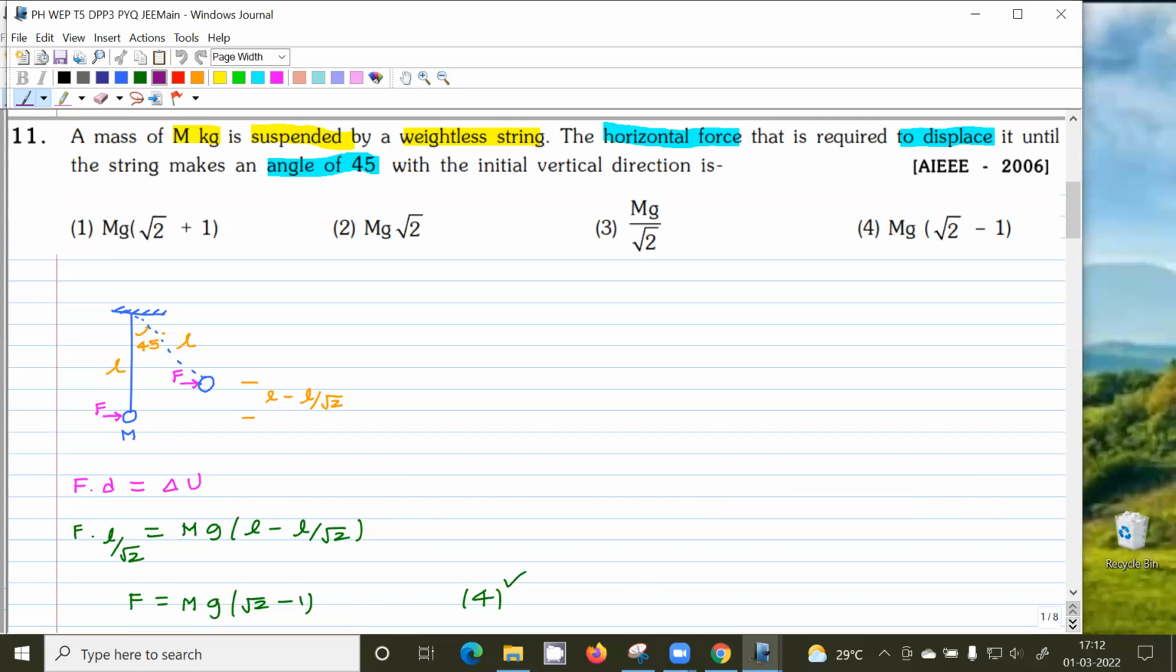So at the angle where it makes 45 degrees, at that point only it has more energy, no sir? At that point only. Yeah. So work done is increasing the energy.